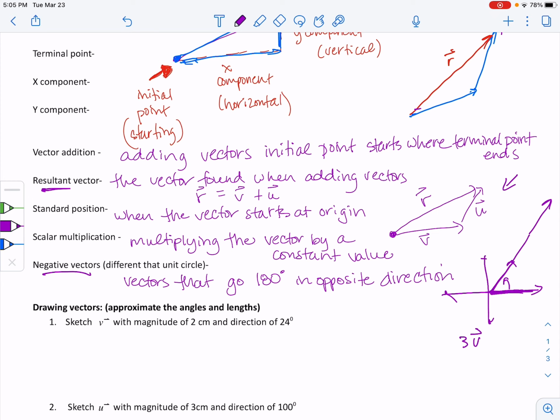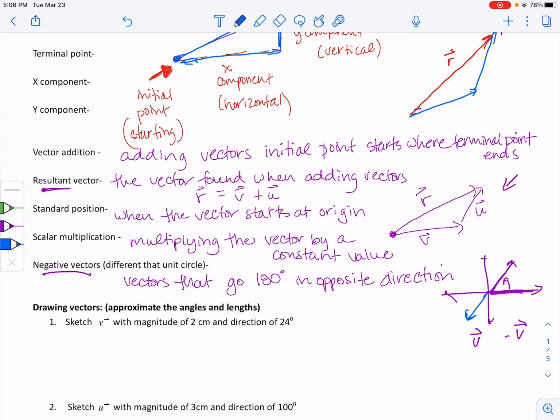A negative vector is different than the unit circle. Let's get rid of this one and this one. Here's my initial vector. The negative, let's get rid of the 3. The negative vector goes this way, in the opposite direction, 180 degrees.